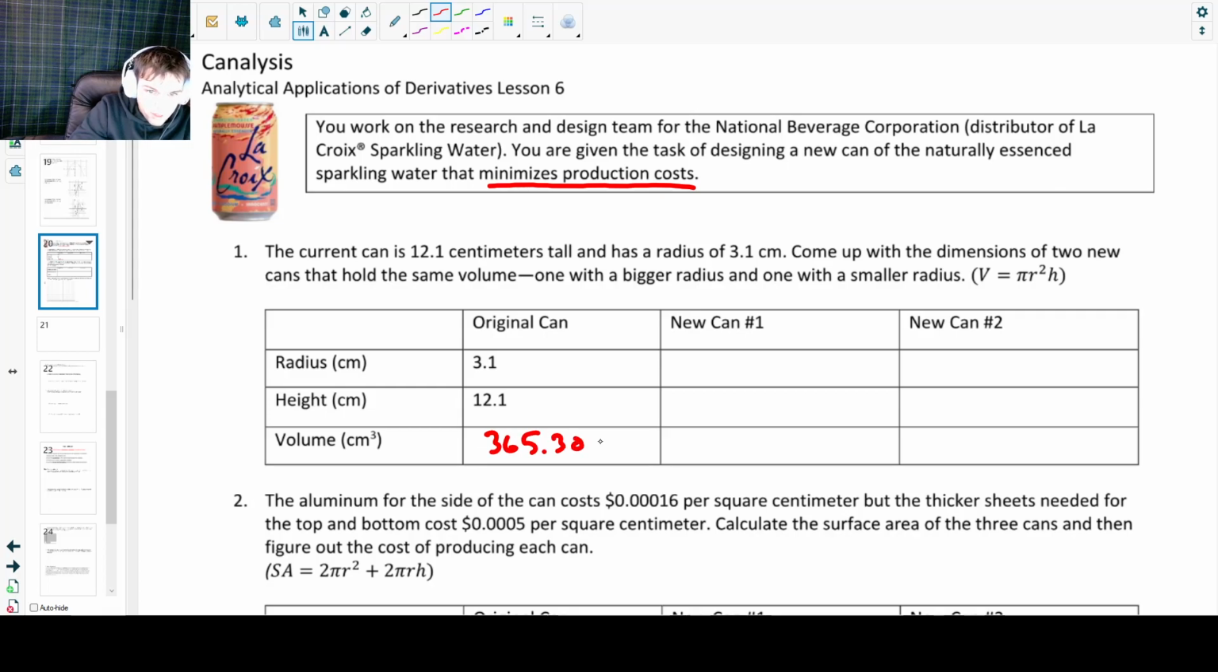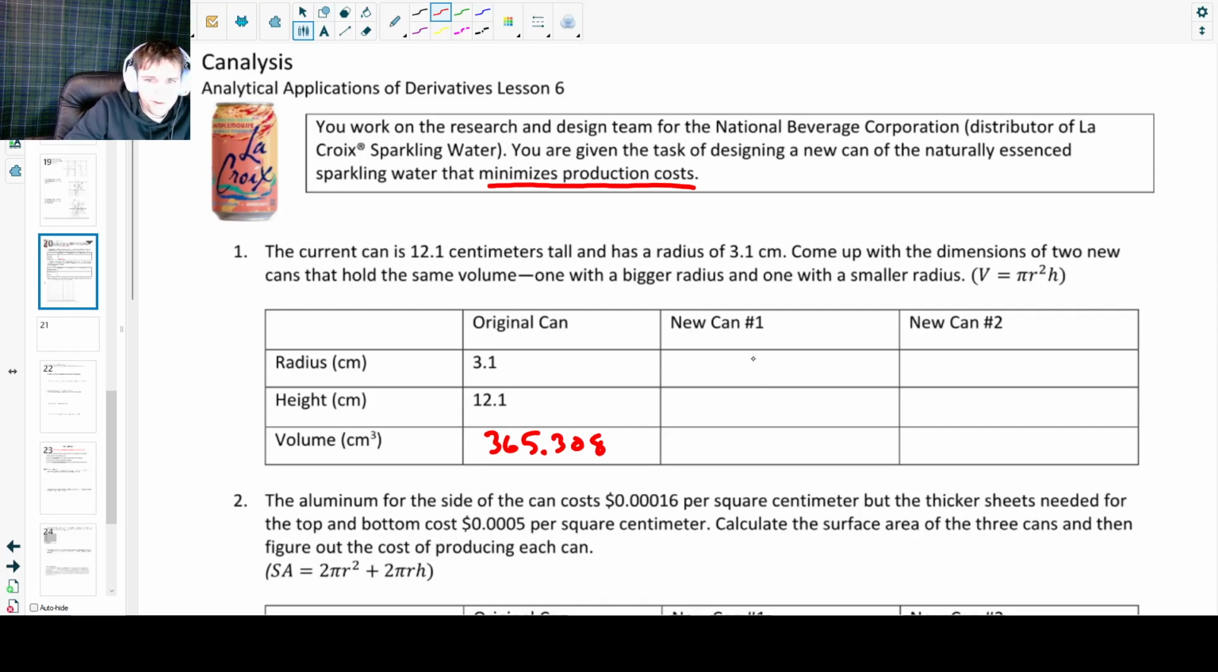365.308. I'm going to go to 3 decimal places on that just because that's a good place for us to be when we're working on the AP exam. So our original can has this volume of 365.308 centimeters cubed. And we're going to just try to come up with two different cans that are in the ballpark of this. We want to have the same volume, but a different size. So one of these cans is going to have a smaller radius, and one of these cans is going to have a bigger radius. So I'm just going to make up some.